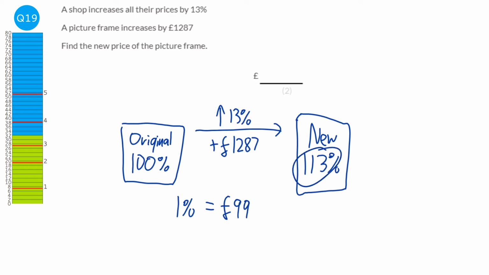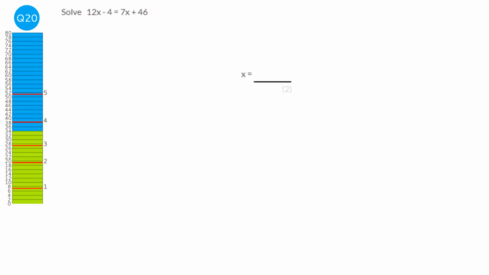But the new amount is 113%. So we need to times the £99 by 113, which gives us £11,187. So the picture is now worth £11,187.